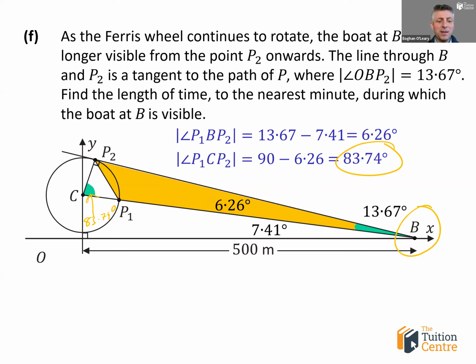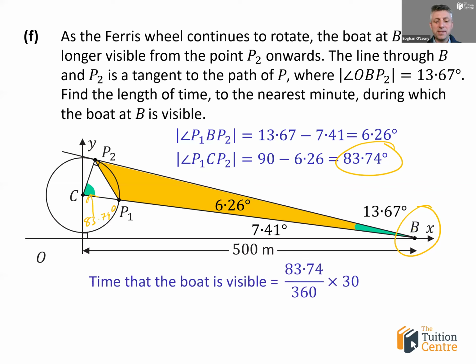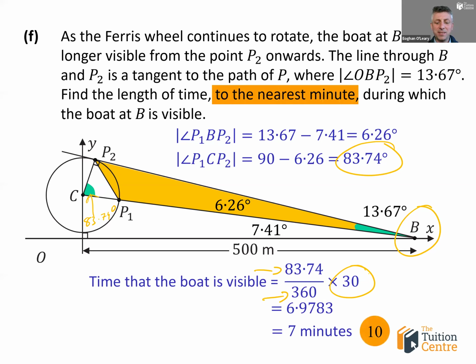Now the question is, how long is the boat visible at point B? And here's the answer. We know it takes 30 minutes for the Ferris wheel to rotate completely around. There's 360 degrees in a full rotation. So the angle out of the 360 which is visible is 83.74. Divide that by 360, which is a full rotation that takes 30 minutes, so we're multiplying by 30. We get 6.9783, and we want it to the nearest minute. So it turns out to be 7 minutes. And that is worth 10 marks.